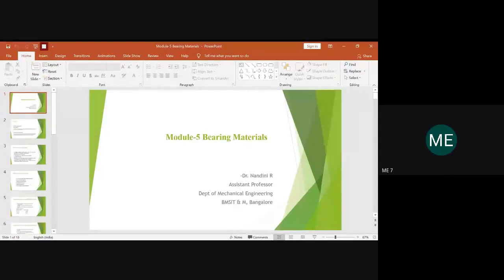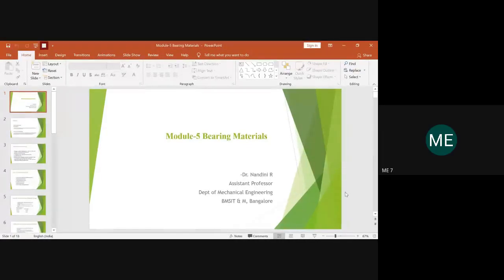Our module 5 basically deals with bearing materials. It is not a new topic to you all. You have studied what bearings are, the classification of bearings, and you are aware of some information related to bearing materials as well. And we have solved numericals related to different categories of bearings.